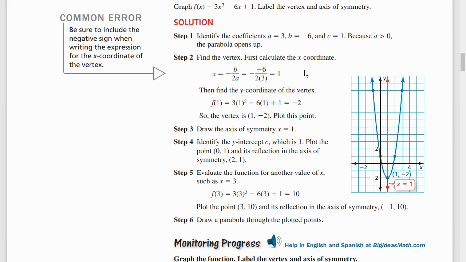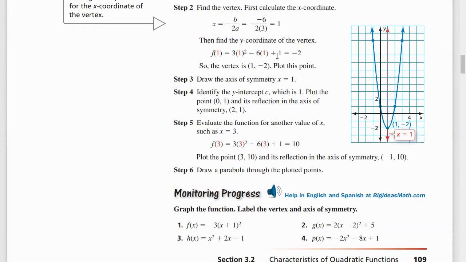So that's the h, 1 comma something. To find the k, the other value of the vertex, let's plug in and do f of 1. So when you plug that in and do your math, you get -2, because basically 3 times 1 squared minus 6 times 1 plus 1 is -2. So I've now found the vertex is at 3, -2.